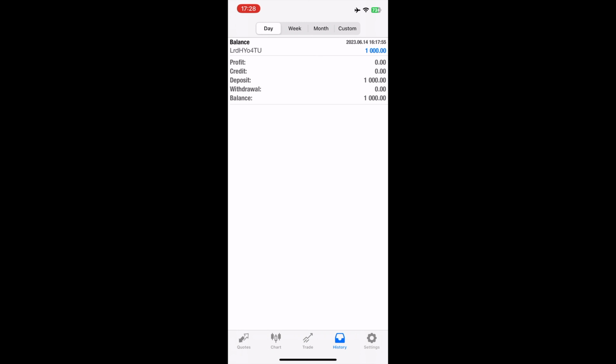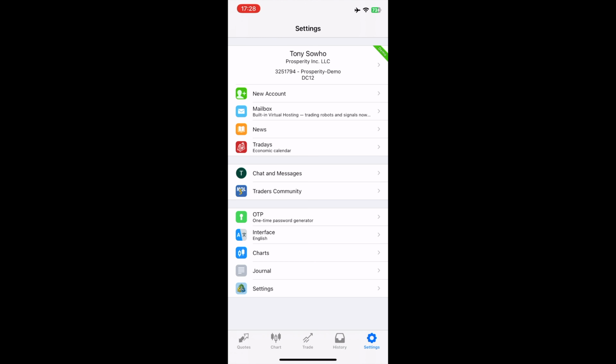And here it says history. So the history is saying I've added $1,000 to my account. Okay, and then come to settings. This is going to be showing my name and the demo account. All right, so now this is how to incorporate your Prosperity broker account into your MT4 account.